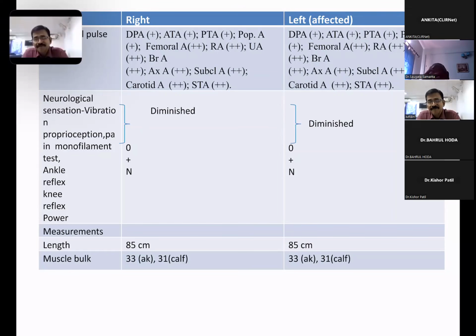From the greater trochanter to the... Greater trochanter is much lower down. The hip joint corresponds to the level of the anterior superior iliac spine. So you measure the leg from the anterior superior iliac spine up to the heel. That is the limb length.